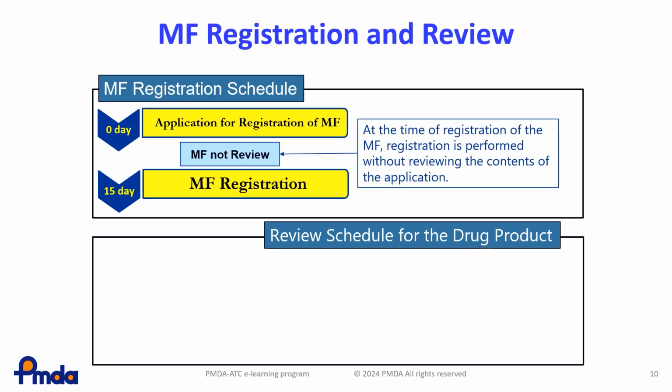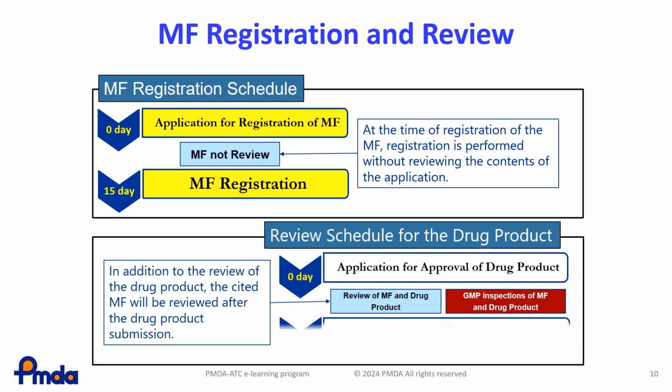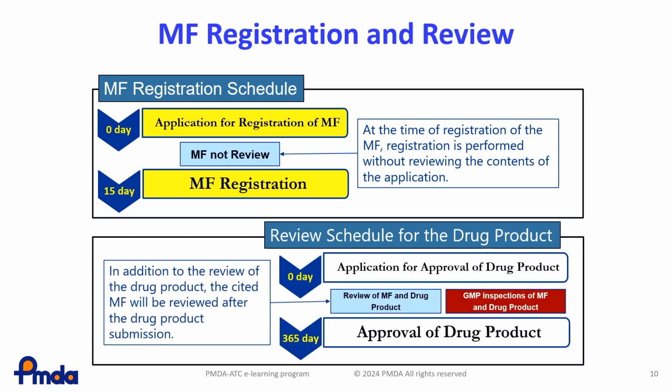This master file registration system is unique in the world. This method is useful and efficient. It can avoid the duplication of the assessment of the master file. When the manufacturing method or other information registered in the master file is changed, the change is reported to PMDA by an application or a notification.